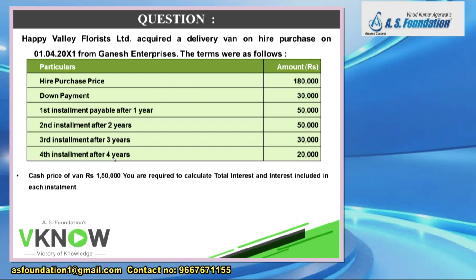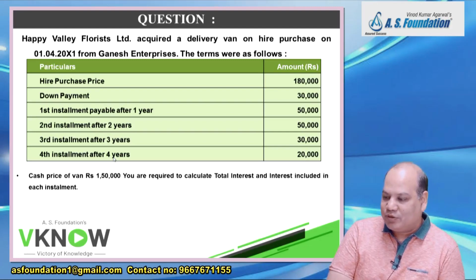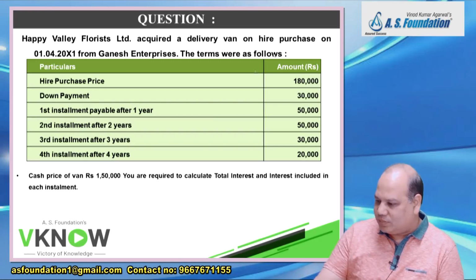Question number 1. Happy Valley Florist had acquired a delivery van on hire purchase on 1-4-20X1 from Ganesh Enterprises. The terms were as follows. HP price is 1,80,000, down payment is 30,000. First, second, third, fourth installment 50, 50, 30, 20. Just check the total. Is it matching with 1,80,000? 30 plus 50 plus 50 plus 30 plus 20. Matching. And they mentioned here total HP price is 1,80,000.